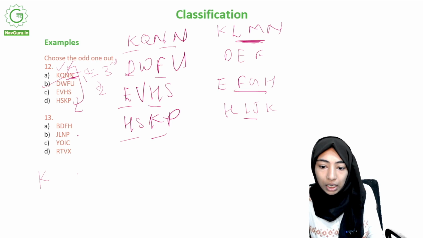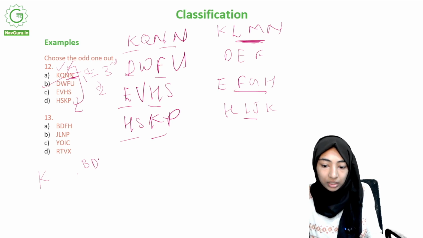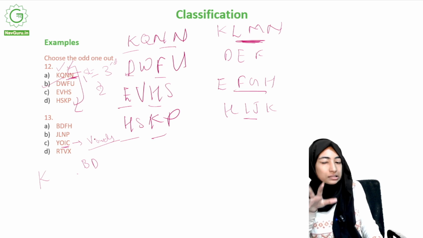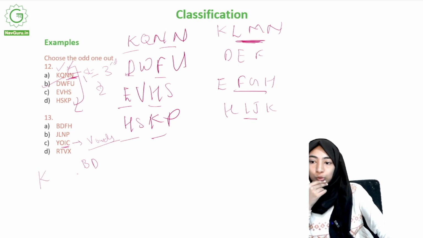Moving on, now, B, D, F, H, J, L, N, P, Y, O, I, C, R, T, V, X. One thing could be that this is the only option that has vowels, right? None of the other options have vowels. But here it's not one vowel, it's two vowels. That doesn't seem right. So we'll go through our traditional method again just to see if we can find something.